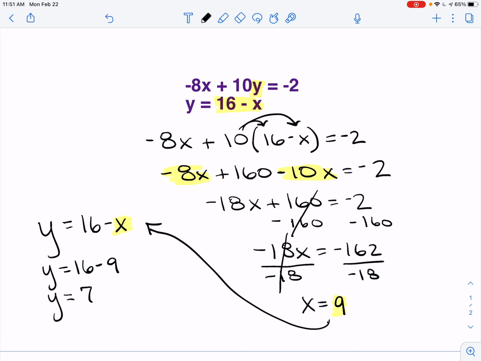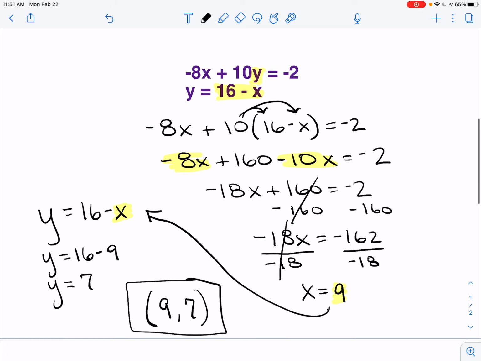So now I have my x and my y value, and I can write it as an ordered pair. So my x is 9, so 9. My y is 7, 7. There is my solution to my system of equations. Let's look at one more example.